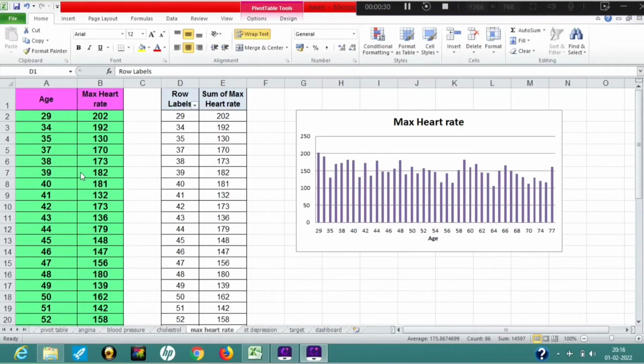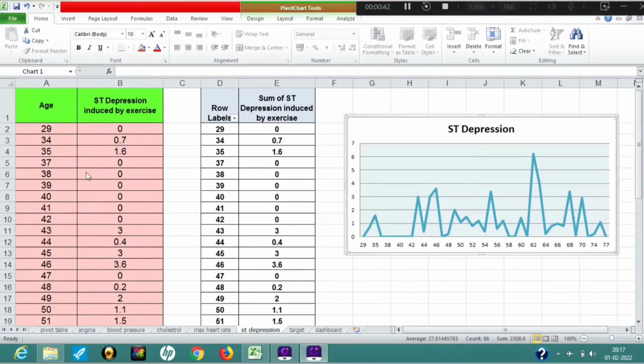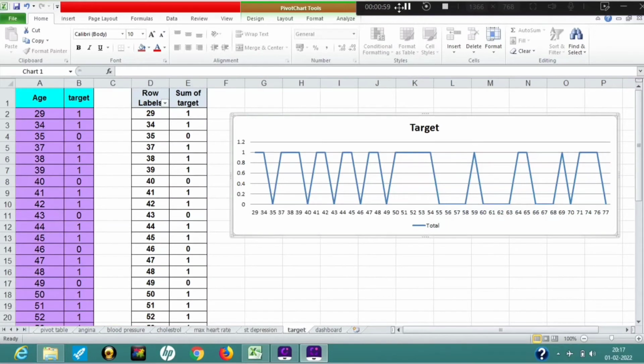Then I collected my data for the maximum heart rate and created a pivot table and then a pivot chart according to the ages. Then I have collected ST depression induced by exercise data and created my pivot table and pivot chart for this data. At the age of 63, the ST depression induced by exercise is very high. Then I took data for target, whether the person is affected by the disease or not, and I created my pivot table and pivot chart.